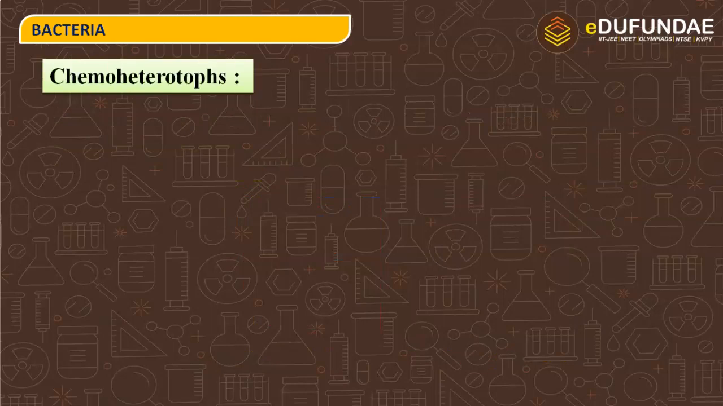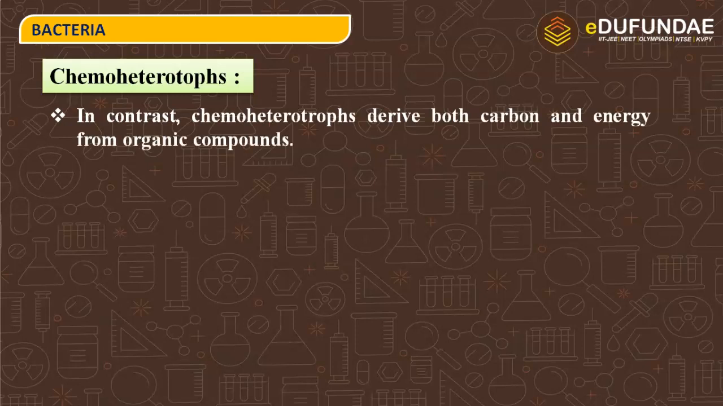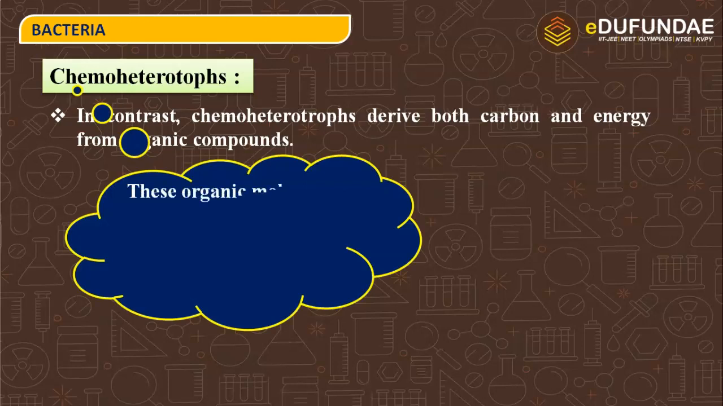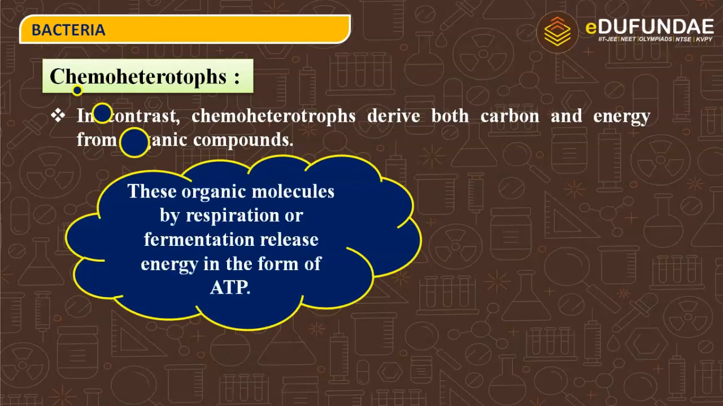Next we have the chemoheterotrophs. In contrast, chemoheterotrophs derive both carbon and energy from the organic compounds. These organic molecules, by respiration or fermentation, release energy in the form of ATP, that is adenosine triphosphate.